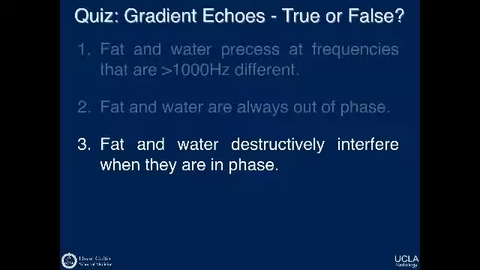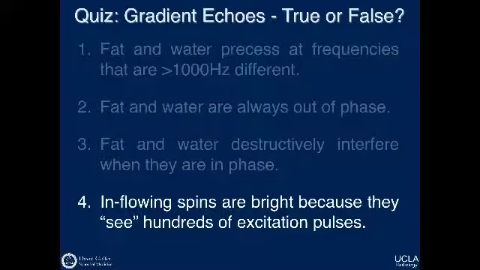And then lastly, inflowing spins are bright because they see hundreds of excitation pulses. False, right? Inflowing spins are bright, that's correct, but they're bright because they only see a few RF pulses. Our stationary tissues are the ones that see hundreds of RF pulses, and their signal gets driven down a little bit, and then blood comes in fresh and bright. Question. Yes?